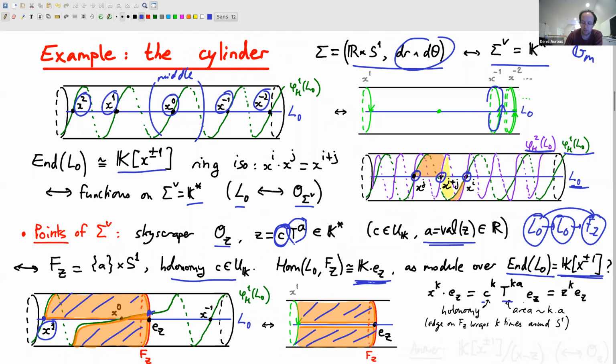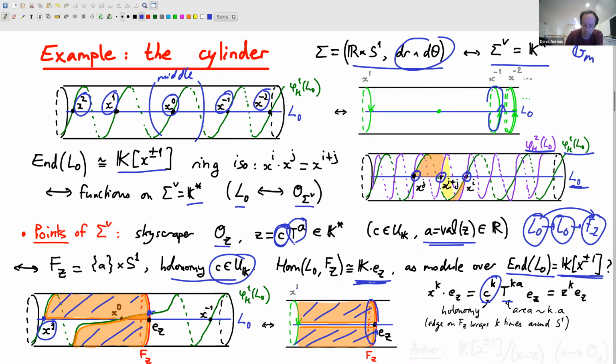The holonomy part is the easiest. The boundary of this here goes once around F sub z. If I had taken x to the k, it would go k times around F sub z. So I said the holonomy is this constant c, so I get a c to the k.